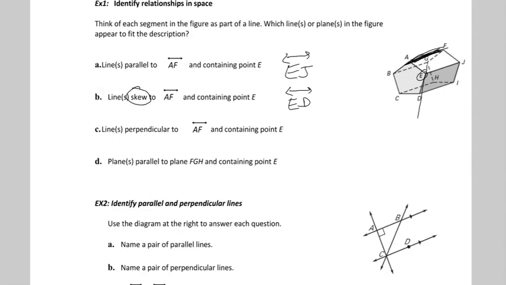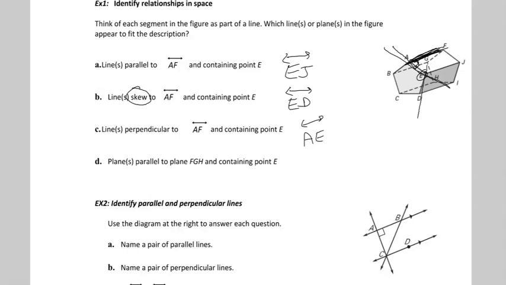Lines that are perpendicular to AF through E. Here is AF going through E. Well, I'd love to say that AE was perpendicular. The problem is, I always tell you guys never assume. And right here, they didn't show a right angle marker. So really, we can't guarantee that's a right angle. Therefore, we don't know for sure it's perpendicular.